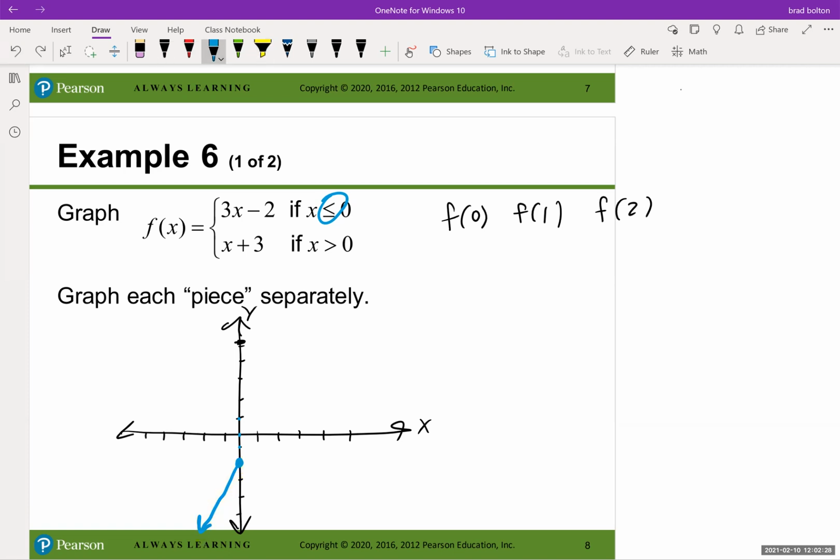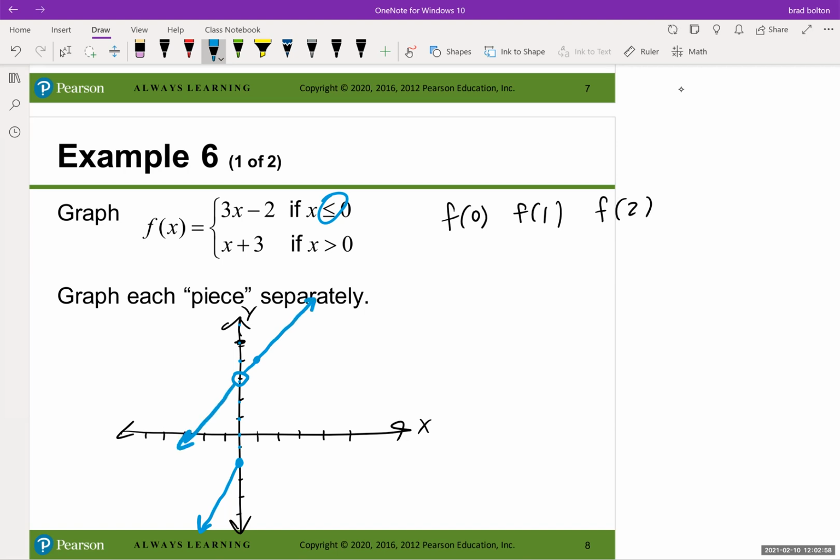The other one says x plus 3 when x is greater than 0. So I'm going to go up 1, 2, 3. But this time I'm going to use an open circle at 3. And then I'm going to rise 1 and run 1. So the slope is m equals 1 right here, right? So I'm going to rise 1 and run 1. And then I'm going to draw my line here, and then I'm going to draw my line here.